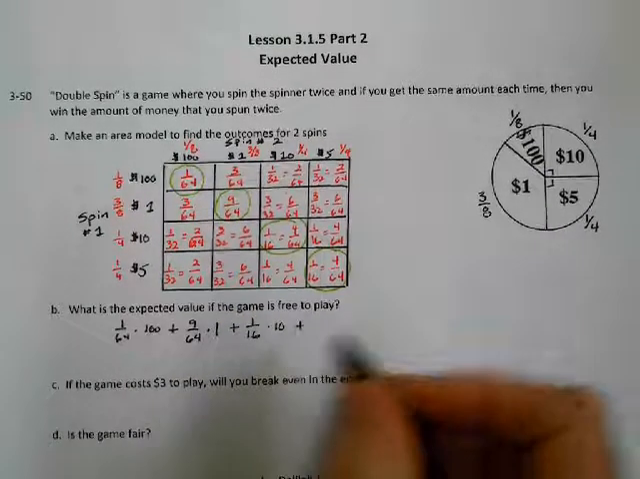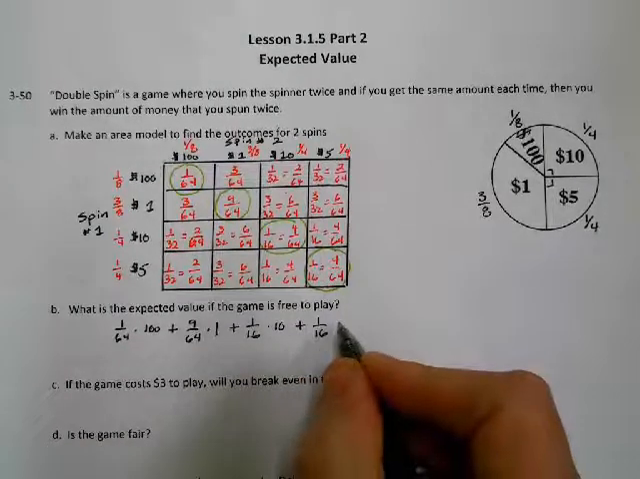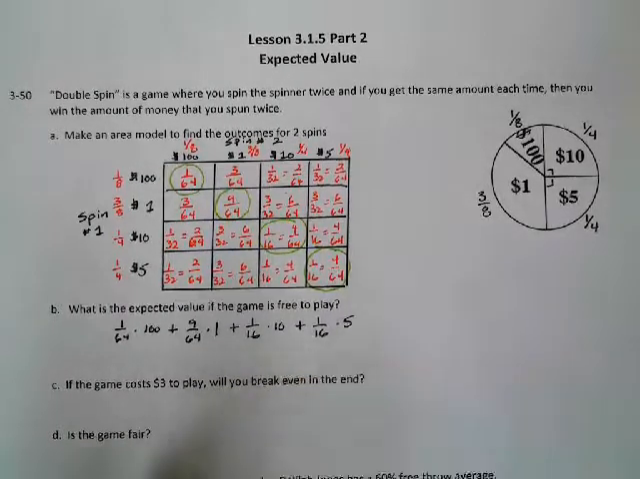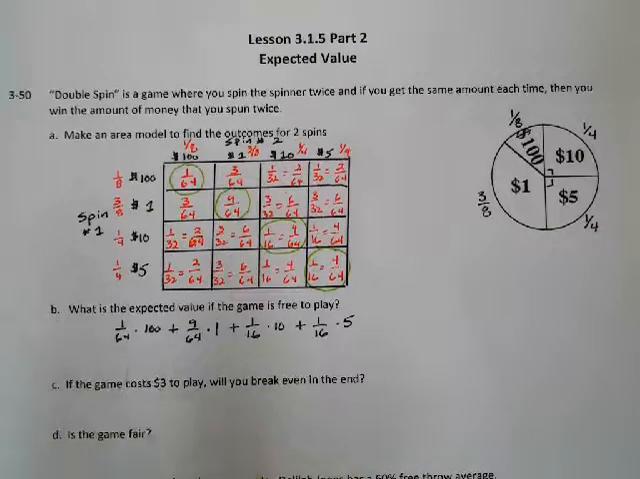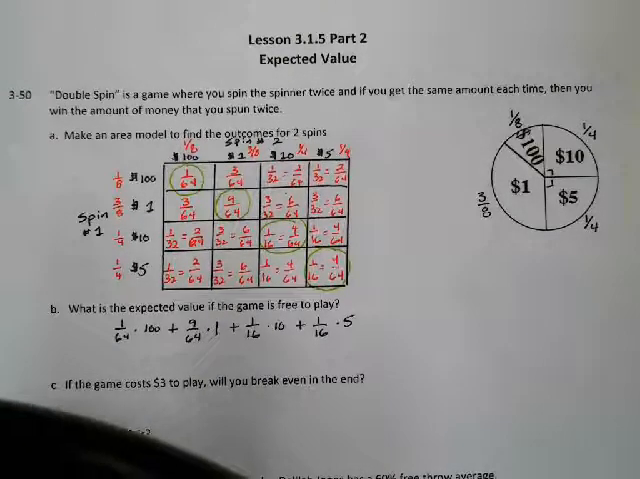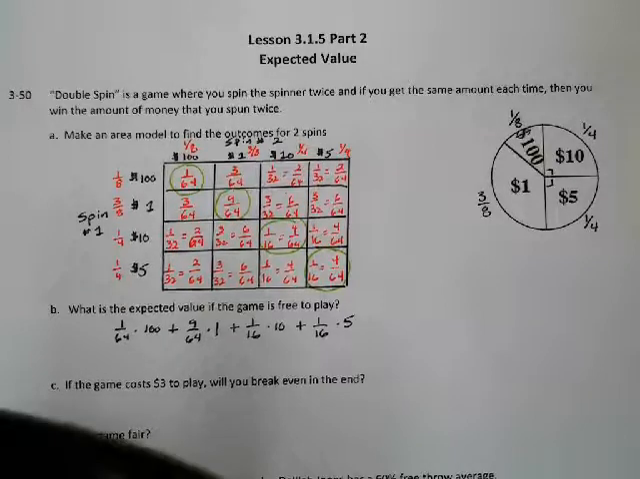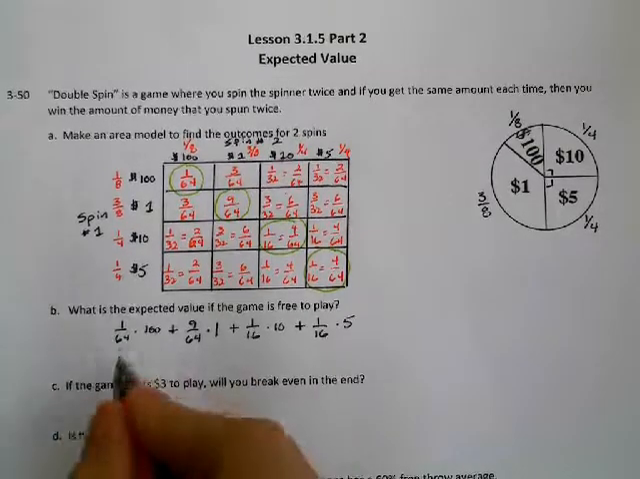And 1/16 of the time, I'm going to win $5. So here, this is 100 over 64, because you just multiply going straight across. So I'm going to get my answer 100 divided by 64. It comes out to 1.5625. Since this is money, I'm going to go ahead and round these numbers. I'm just going to say this is 1.56.